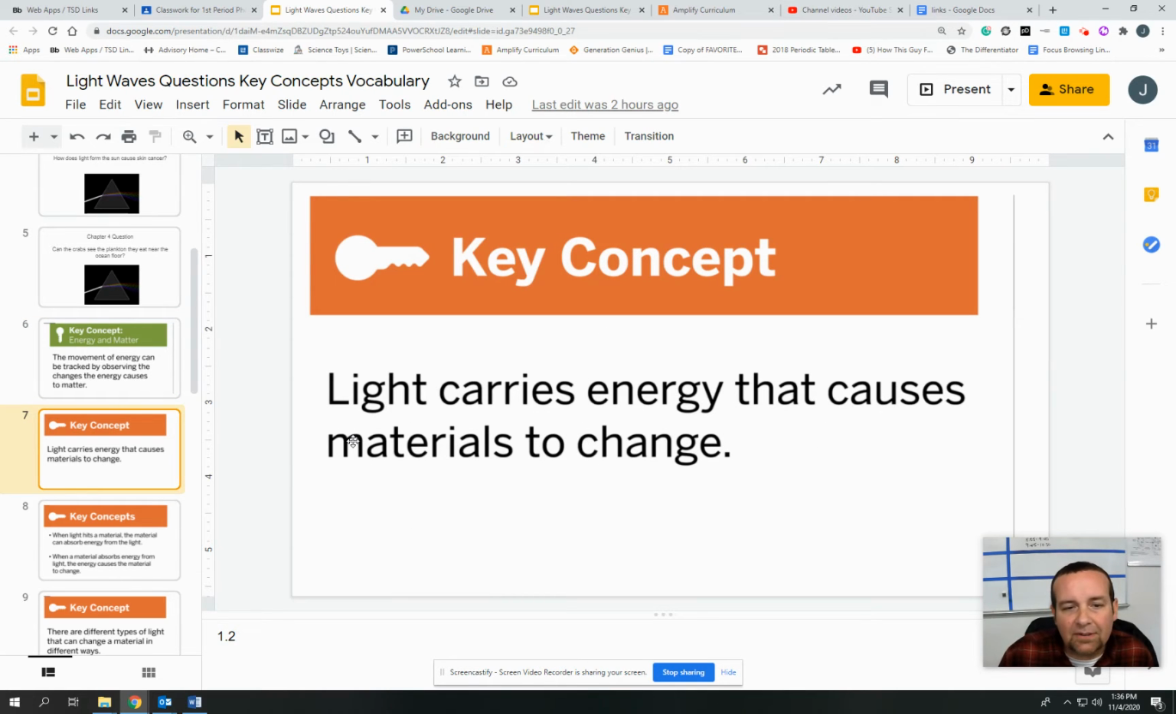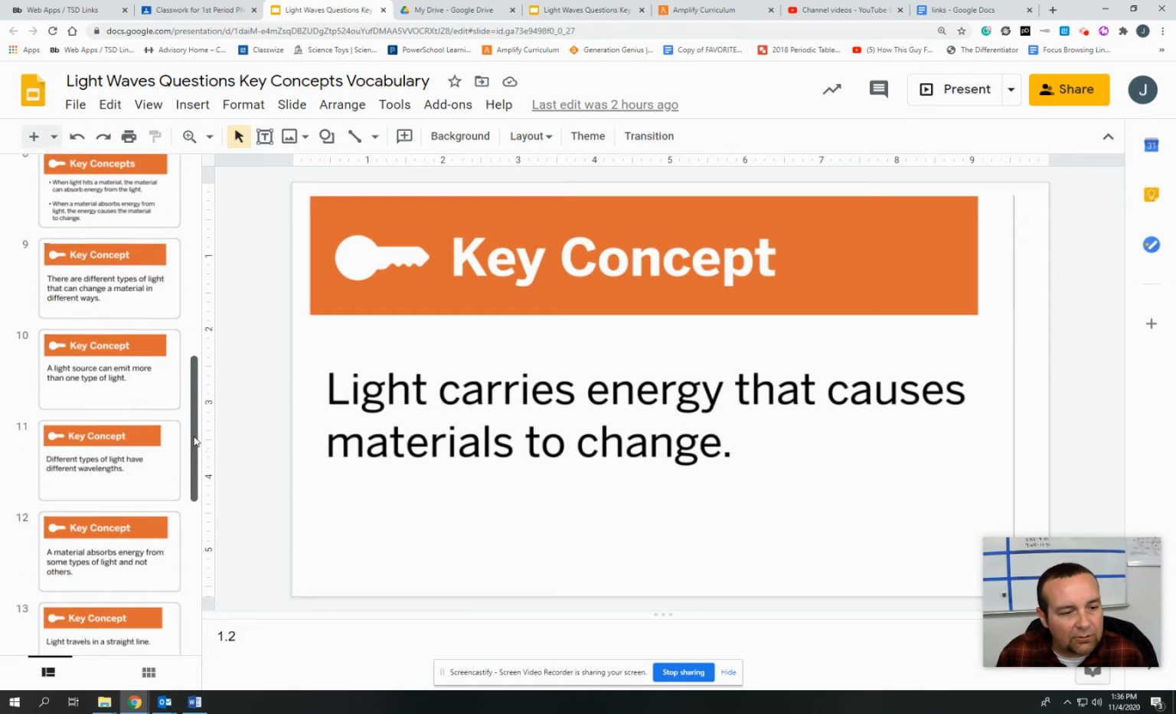The other key concept is light carries energy that causes materials to change. And I really wish this key concept said all light, because all light carries energy that causes material to change. So I just wanted to share that with you.